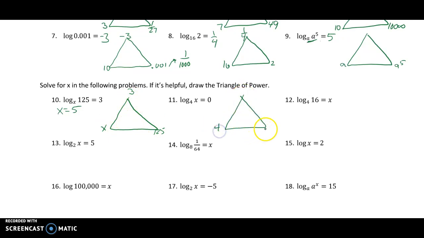The 4 here, the x here, and the 0. So we're trying to solve for that x down there. 4 to the 0 is 1. So x has to be 1 here. 4, 16 is the x. 4 to what power is 16? Well, x has to be 2. 4 squared is 16.